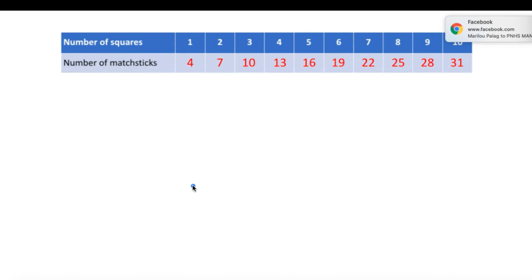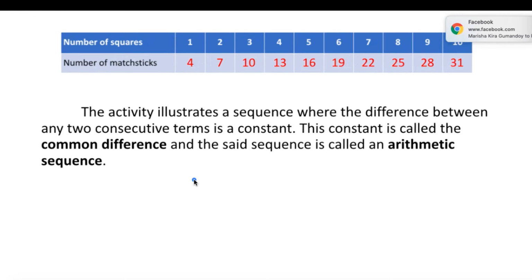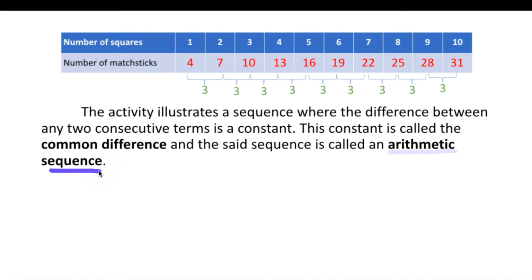The activity we just did illustrates a sequence where the difference between any two consecutive terms is a constant. In our example, our constant is 3. This constant is called the common difference, and the said sequence is called an arithmetic sequence. So to identify if a series of numbers is an arithmetic sequence, you just need to know if the series of numbers have a common difference.